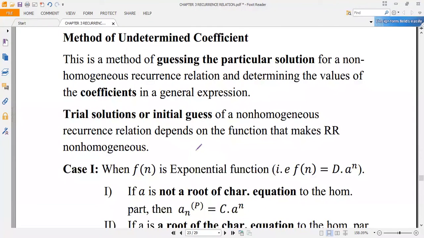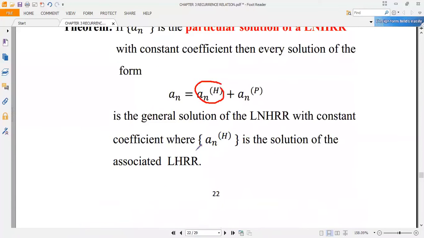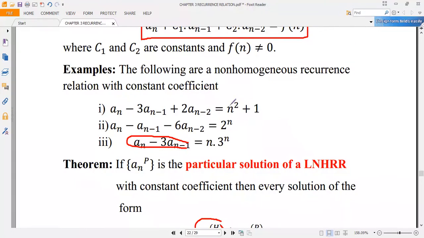So the trial solution, or the initial guess, to find the solution of the non-homogeneous recurrence relation depends on the function that makes the recurrence relation non-homogeneous. So for instance, in the examples here, the function that makes the recurrence relation non-homogeneous is a polynomial function.